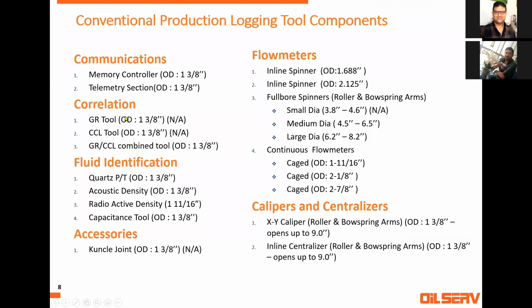Correlation. How do we correlate, how do we make sure our logs are on depth? We use either gamma ray or CCL, or there is one piece of tool where we combine them together. CCL is casing collar locator. So we need to remember what I'm talking about here. All this lecture is for producer or injector wells that have casing. I'm not talking about open hole logs. All this lecture is about cased hole logs.